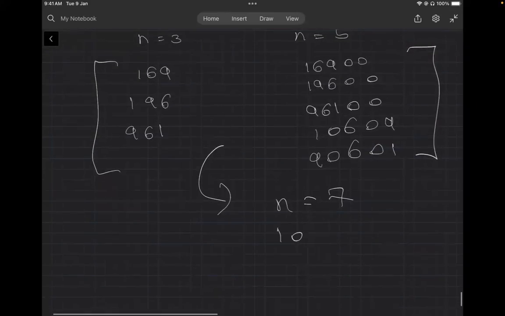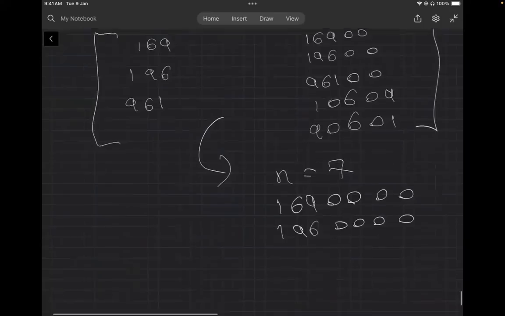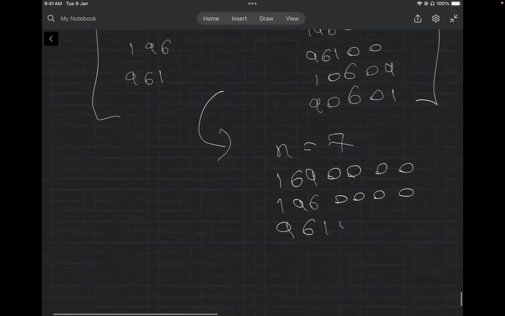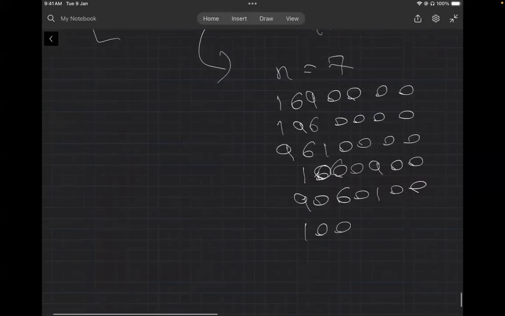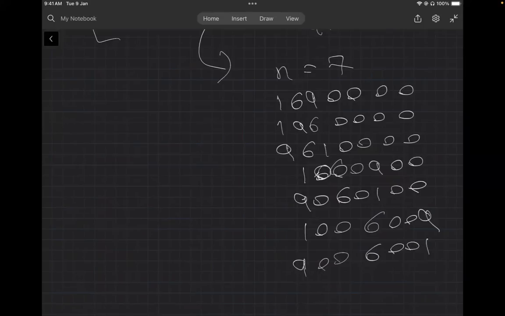Similarly, let's say from 5, we wanted it for n is equal to 7. What do we do? We do 1690000, 1960000, 9610000, 1060900, 9060100. And in the end, we just add 1006009 and 9006001. That is all that we need to do. And then we can print the answer.